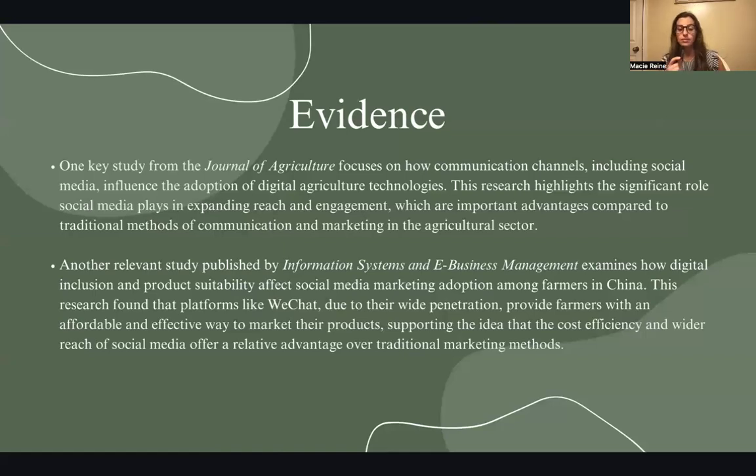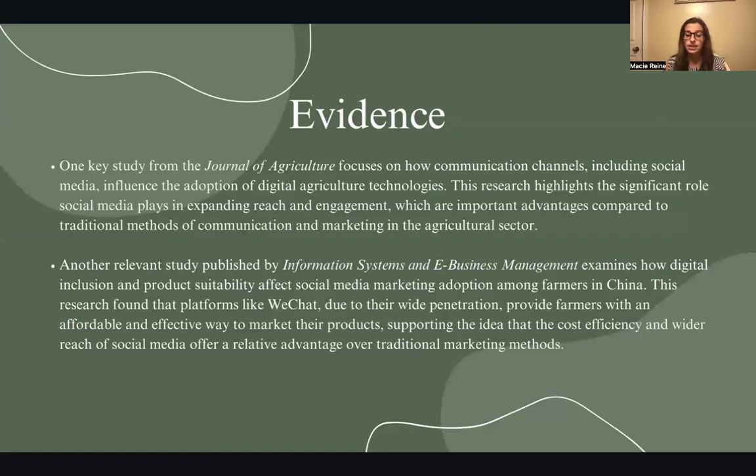over traditional marketing methods. I think both these journal articles confirm that social media provides a relative advantage in terms of cost, engagement, data analytics, making it a powerful tool for businesses to market their products and engage customers in real time, unlike traditional marketing methods.